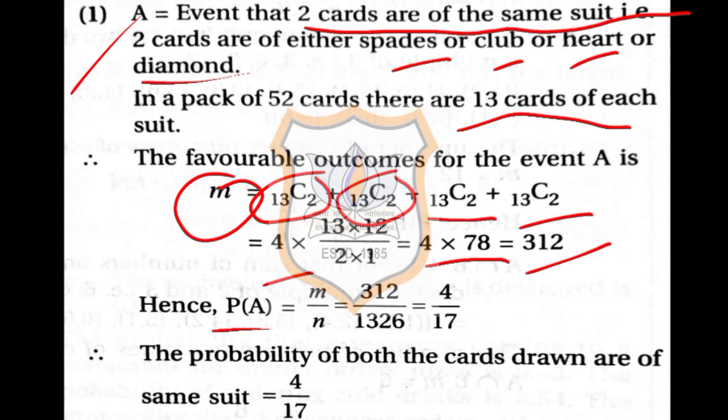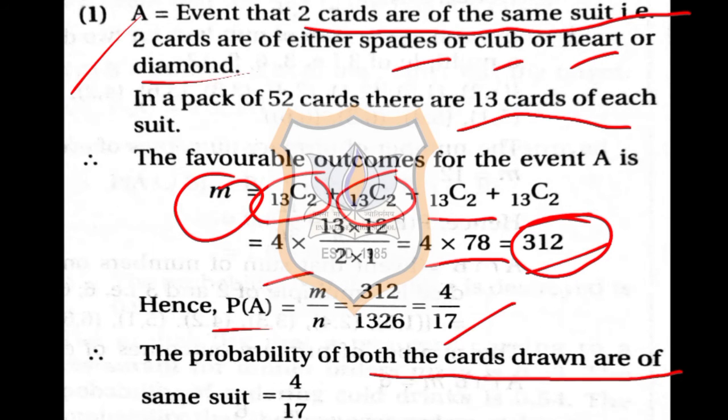So what is P(A)? That is M upon N. What is M upon N? So 312 will be divided by 1326. So your answer will be 4 by 17. So what we can say? The probability of both the cards drawn are of same suit will be 4 by 17.